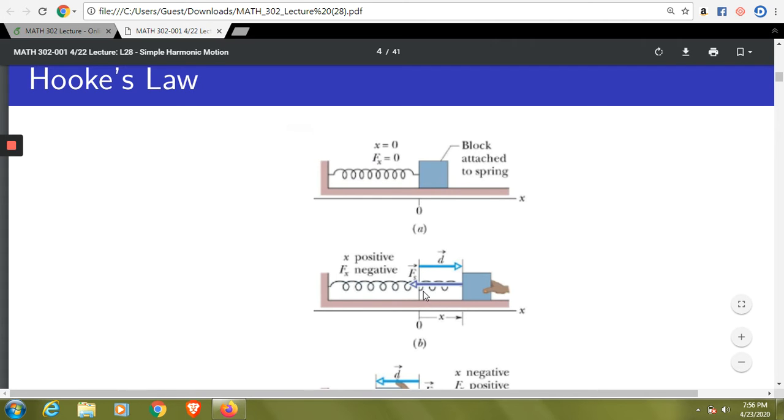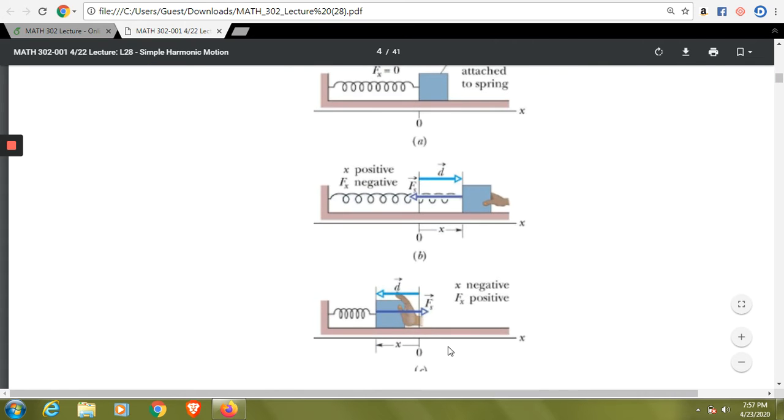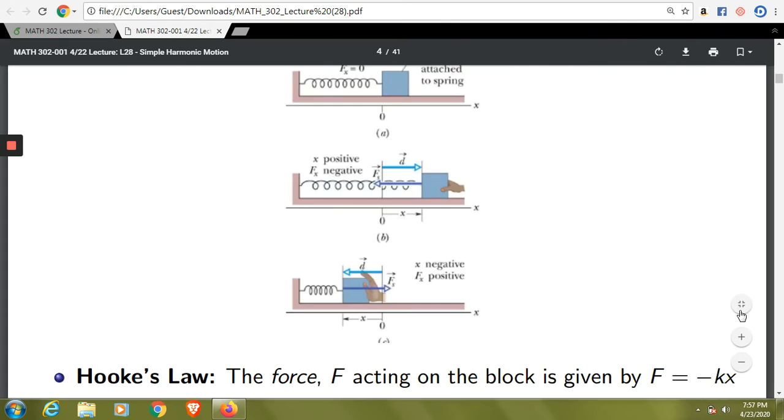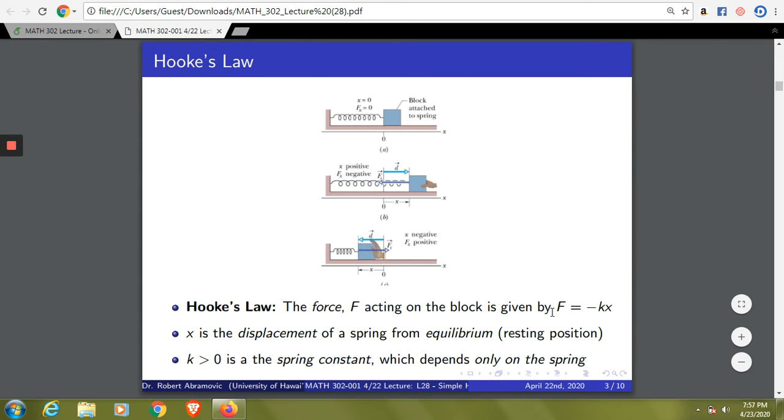It's positive if you pull the object attached to a spring away from its resting or equilibrium position. And this last picture here is what happens if you push the block in. x in this case is negative because you're pushing in instead of pulling away. k is a positive constant that depends only on the spring.